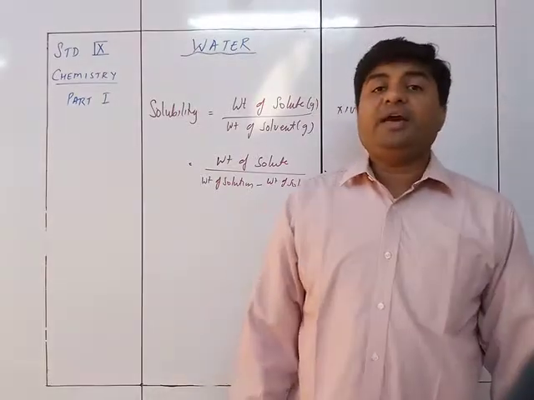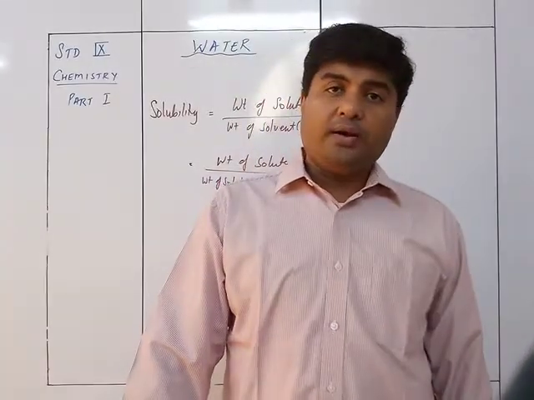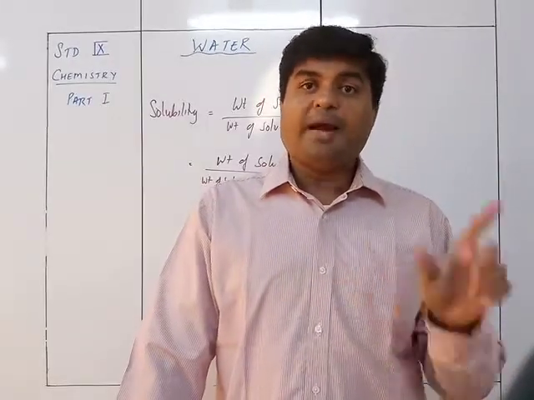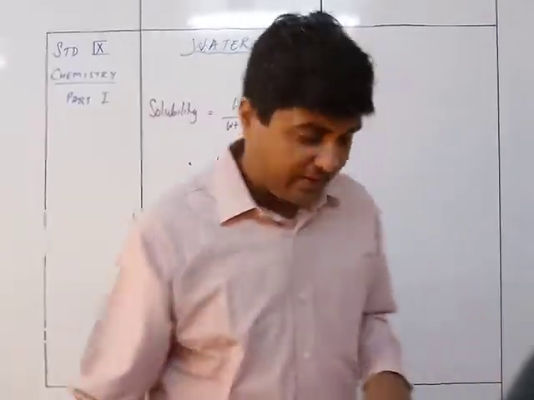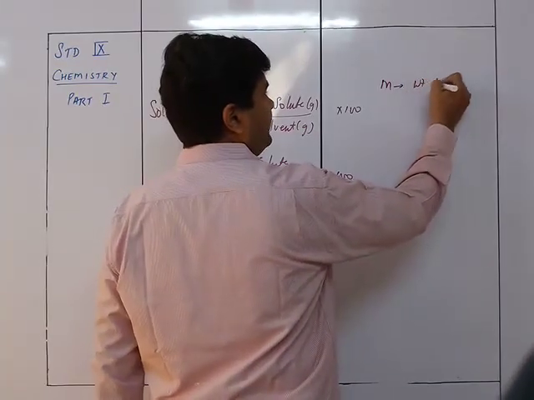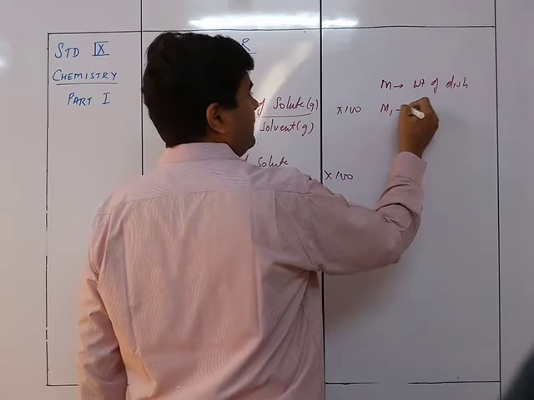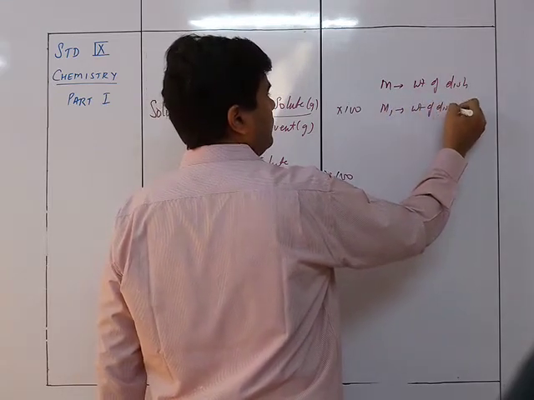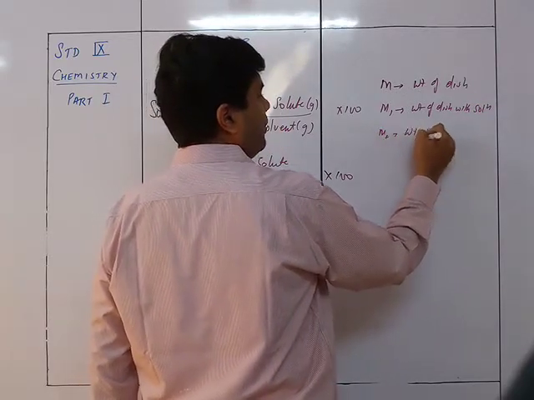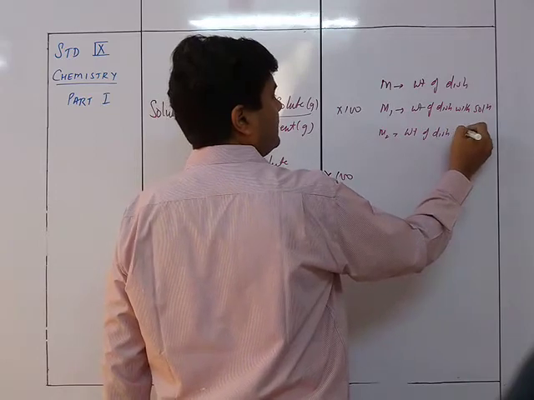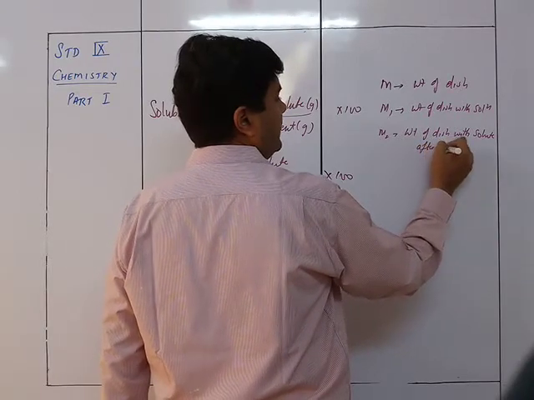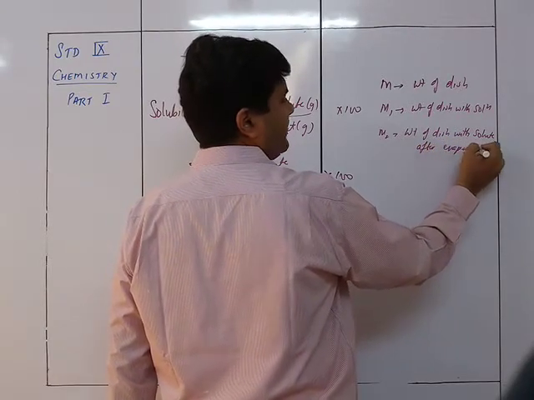So automatically, the weight of the dish with the solute after drying, that is M2, minus M, that is the weight of the dish. Okay, I'll write it down. M, weight of dish. M1, weight of dish with solution. M2, weight of dish with solute, that is after evaporation or vaporization.